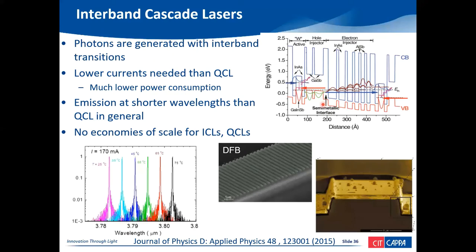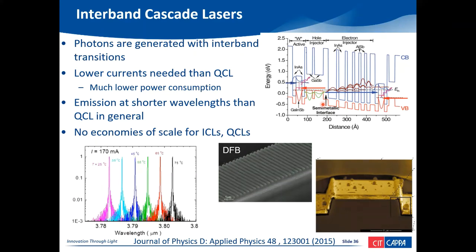A bottleneck that the field has encountered is that there isn't the same economy of scale for ICLs and QCLs that there is for diode lasers. If you think about telecommunications, pretty much everybody operates at either 1310 nanometers or 1550 nanometers. That means the epitaxy challenges are much less. Whereas in the case of an ICL or QCL, for each gas of interest, you need to do a custom epitaxy run.